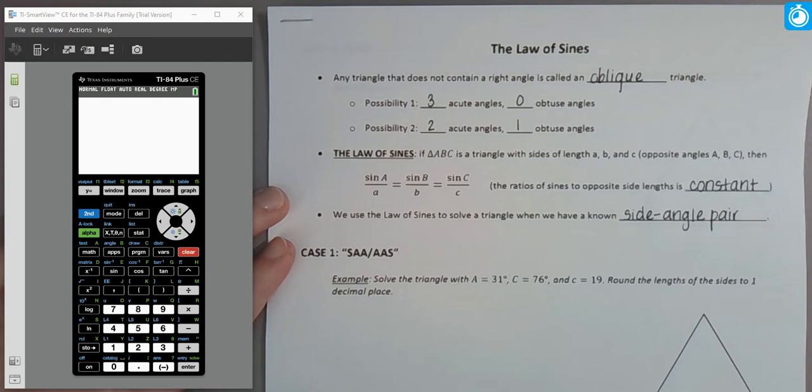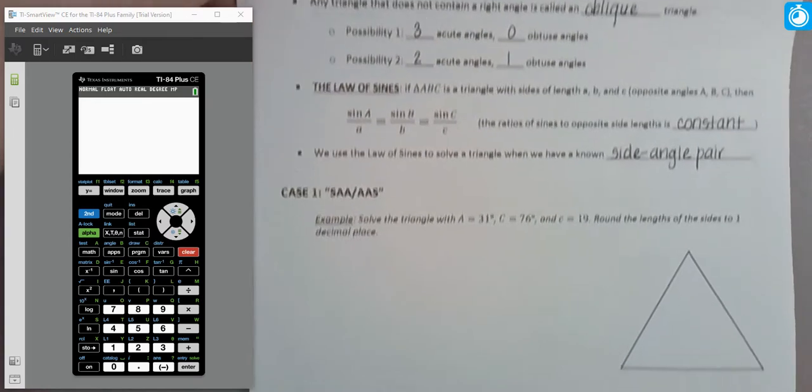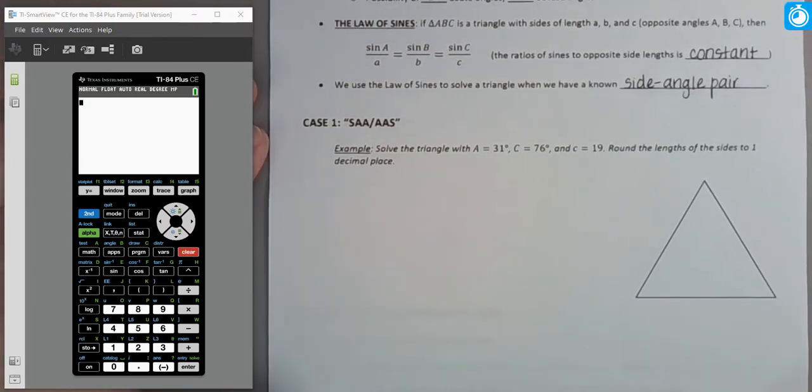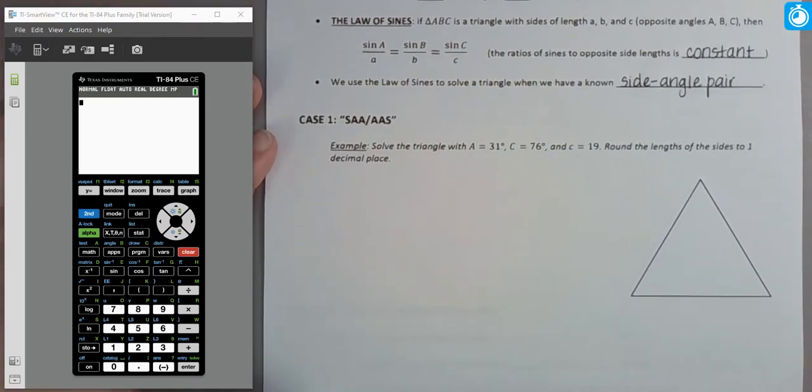So having this side angle pair, or being able to quickly find the side angle pair, is going to allow us to use this constant ratio to set up relationships among all the sides and all the angles, and thereby solve for whatever happens to be unknown. So let's look at the first case in terms of information that we could be given structured in a specific way.